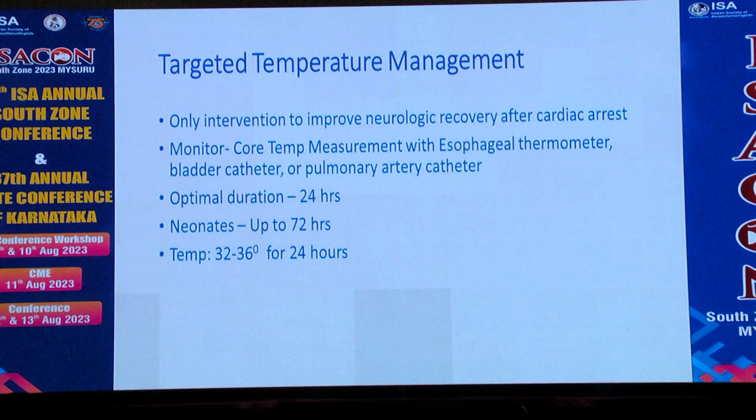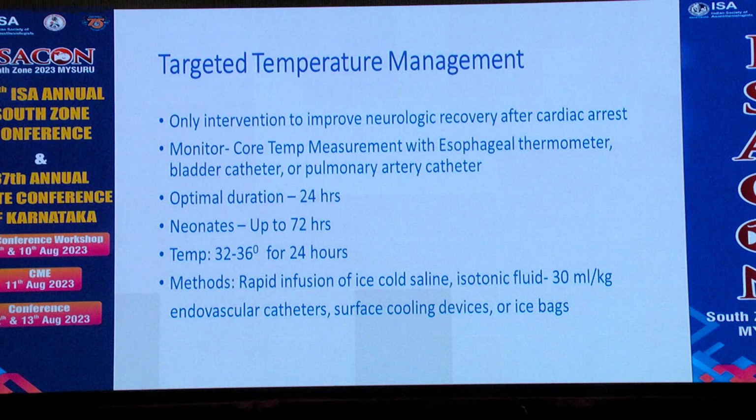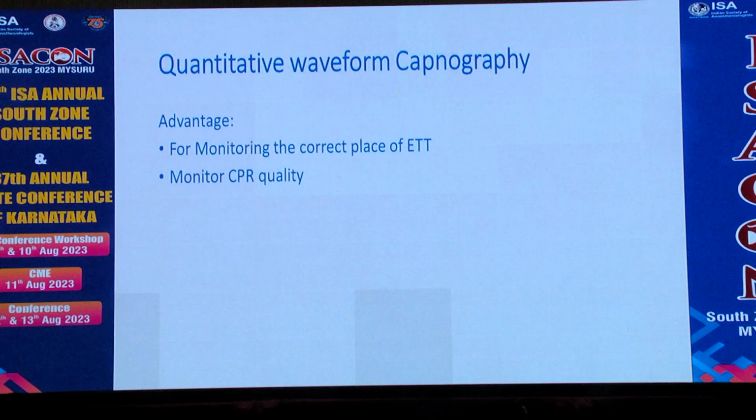And the temperature should be 32 to 36 degrees centigrade for 24 hours. And the methods are rapid infusion of ice cold isotonic saline, that is 30 ml per kg, or endovascular catheters, surface cooling devices, or using ice bags.